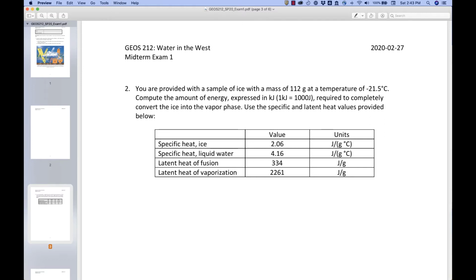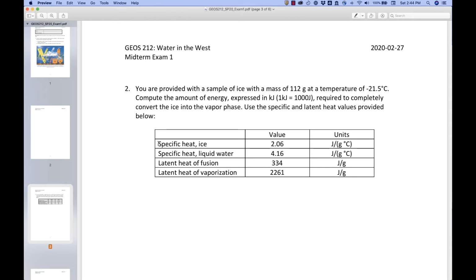On to problem number 2. In problem number 2, it says that we are provided with a sample of ice, and that ice has a mass of 112 grams, and it has a temperature of minus 21.5 degrees Celsius. The problem asks us to compute the amount of energy required to completely convert the ice into the vapor phase, and it asks us to provide our answer in units of kilojoules, where 1 kilojoule is equal to 1,000 joules. It also provides us with the specific and latent heat values that we need for this calculation below.